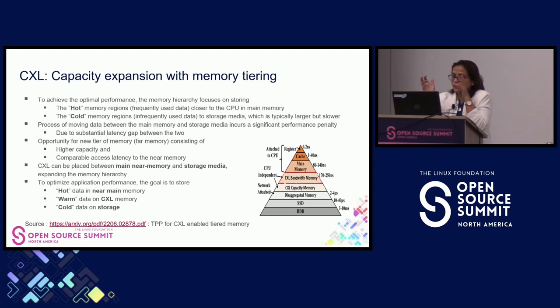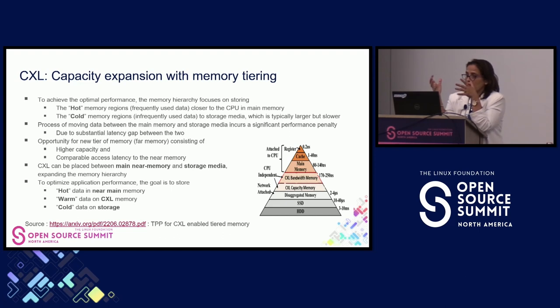And while doing this, moving the data between the main memory and storage incurs a performance penalty because of the latency gap between the two. So there is an opportunity to use a new memory tier, which consists of higher capacity and comparatively less access latency, comparable access latency to the main memory, that is the DDR. So CXL can be placed between the main memory and the storage media, and the performance can be optimized.